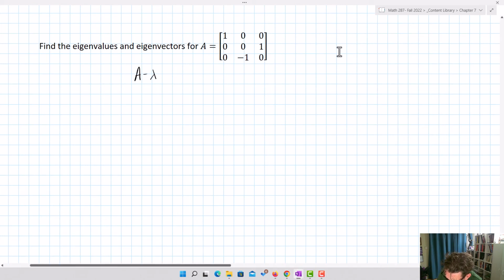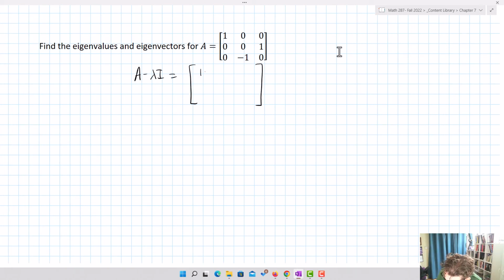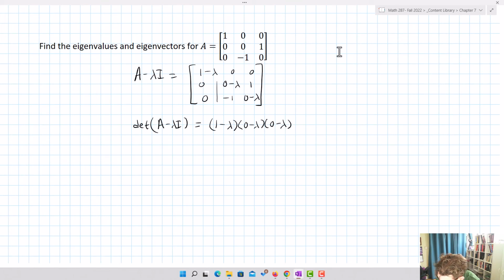find A minus lambda I, okay? And I'm just going to write that out to remind you of what it is. It's going to be 1 minus lambda, 0, 0, 0, 0 minus lambda, 1, 0, negative 1, 0 minus lambda. And so that is A minus lambda I. We're going to take the determinant of A minus lambda I. And so that's going to end up equaling 1 minus lambda times 0 minus lambda times 0 minus lambda, and then plus 1.